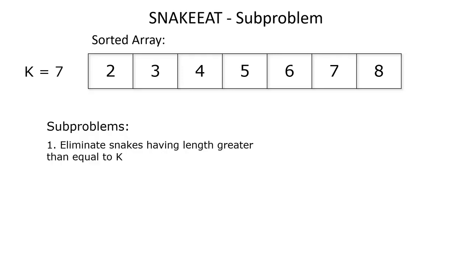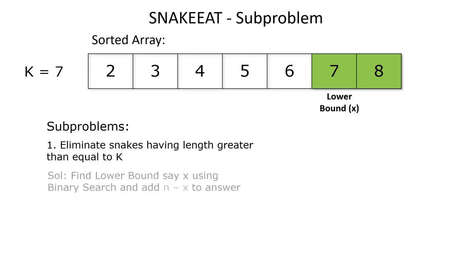Notice the array is sorted, so we can do a binary search to find the lower bound of k. On performing a binary search, we get the index at length 7 as our lower bound, say x, and snakes of length 7 and 8 are going to contribute to our answer. So we add n, which is the total length, minus x to our answer.